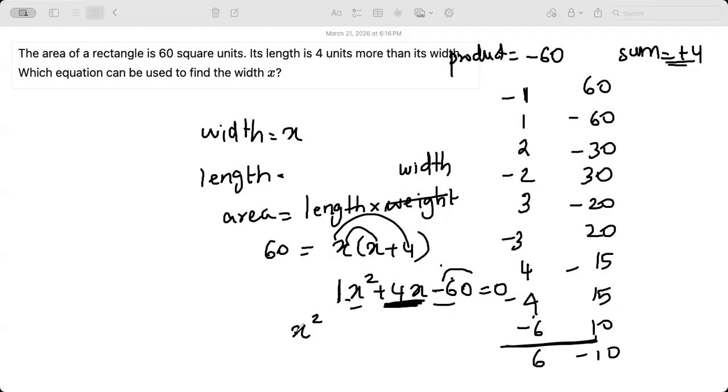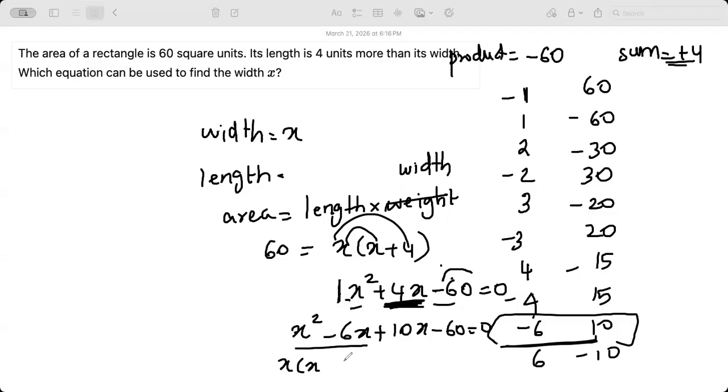X square, you are going to copy this. But instead of the plus 4x, we'll write it out as whatever we have chosen here. Minus 6x plus 10x minus 60 equal to 0. Make sense? Here you are going to take x as common. Here you are going to take 10 as common. Do you see now?